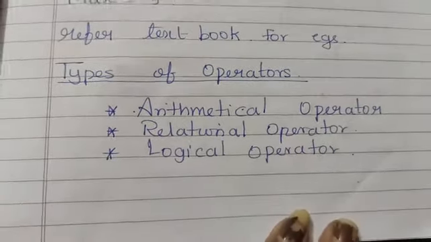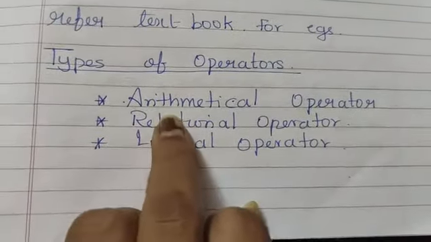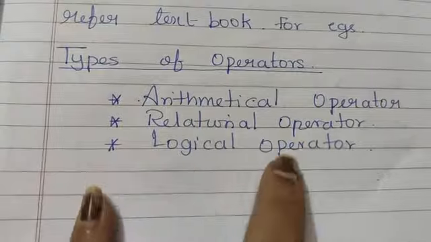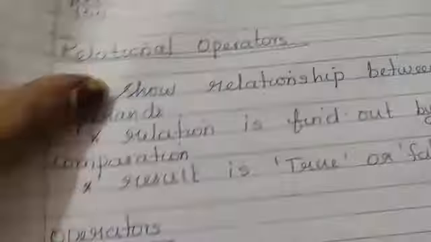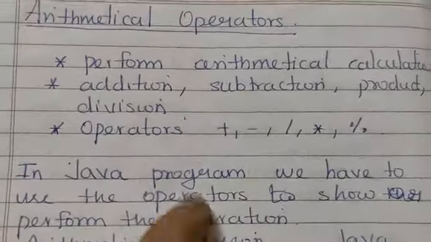Hello students, now we will see about the types of operators. The types of operators are arithmetical operator, relational operator and logical operator. We will see in detail about these. First is your arithmetical operators.